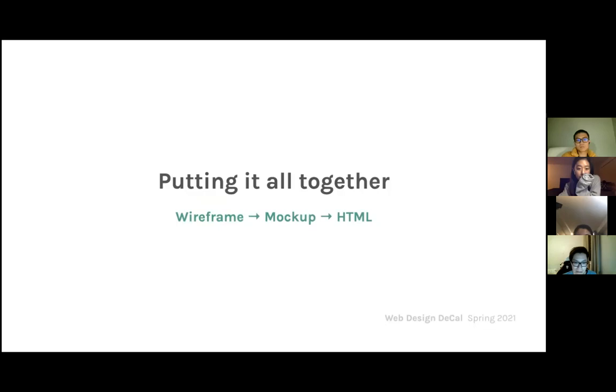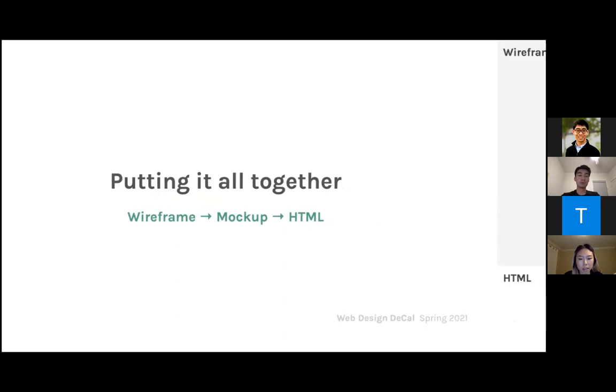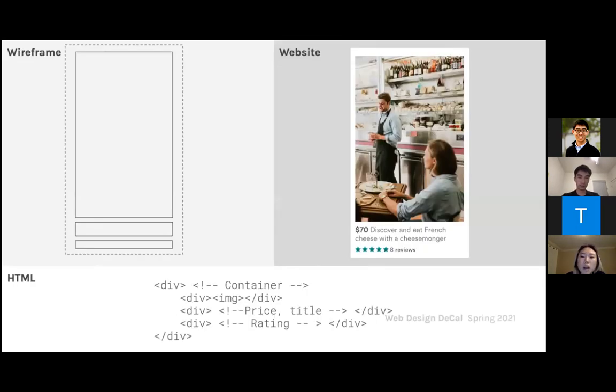Yeah, so putting it all together. From the wireframe to the mockup to what we learned from Nick about the HTML. So here we have a card from a website. I think this is from an Airbnb experience. It consists of an image, a title, and then a little rating paragraph. So if you can see the wireframe, you just block out these sections using these boxes. So this would be the image, the title, and then this is the review part.